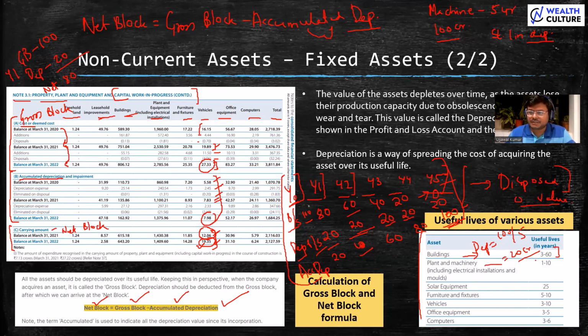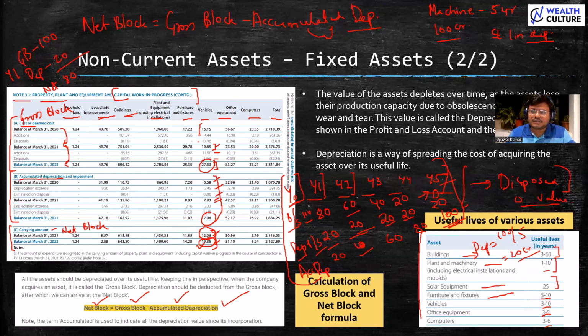Plant and machinery is depreciated over a period of 10 years. Solar equipment over a 25-year period. Furniture and fixtures, depending upon what furniture, what fixture, 5 to 10 years. Vehicles anywhere from 3 to 10 years. Office equipment anywhere from 3 to 5 years. Computers anywhere from 3 to 6 years.